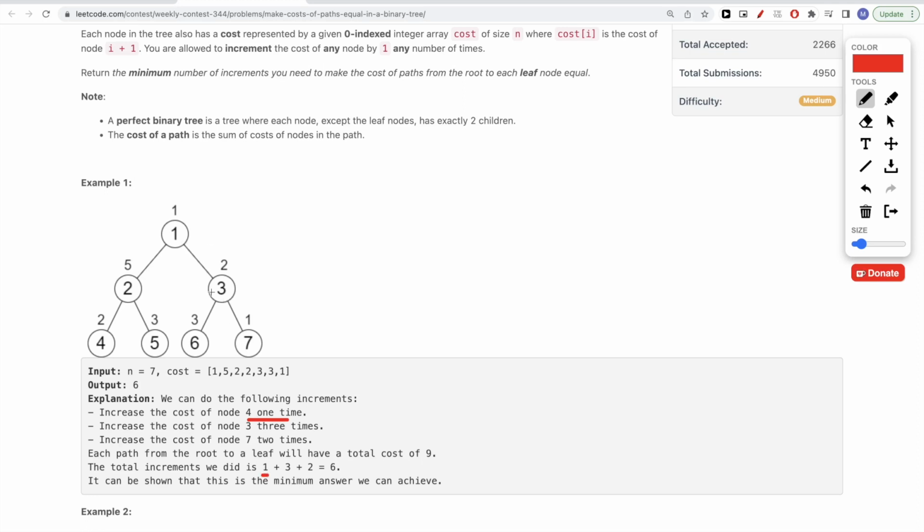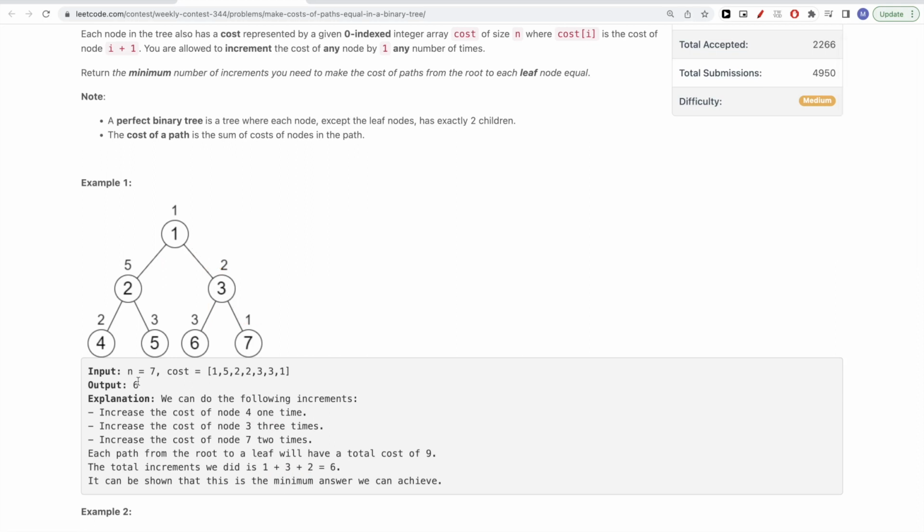And then for this one, we need to increment this 6 here. For node 3 here, we need to increment it by 3, so it becomes 5. And then this node here, we need to increment it by 2 so that it becomes 3. So you can see we are sort of making them equal. And so that way, this path, 1 plus 5 plus 3, is also equal to these 2, and it's also equal to this one. So that you get the idea, and now if we add these together, we get 6, and so we return 6. So that's the idea.